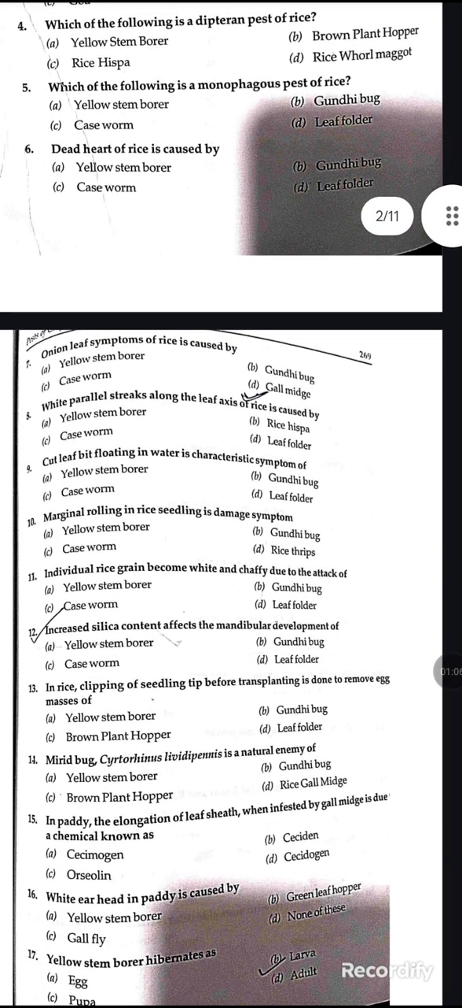Then onion leaf symptom of rice is caused by gall midge. White parallel streaks of leaves along the leaf axis of rice are caused by rice hispa. So white parallel streaks along the leaf axis, it is rice hispa, and onion leaf symptom, gall midge. Cut leaf bits floating in the rice is the characteristic symptom of rice caseworm. Marginal rolling in rice seedling is the damage symptom of rice thrips.